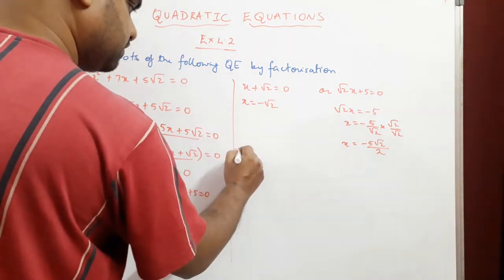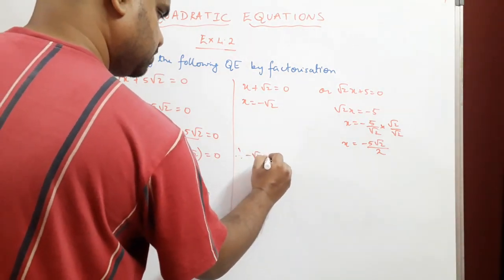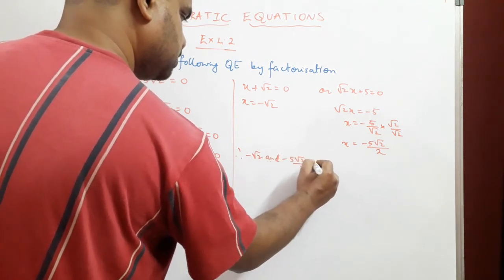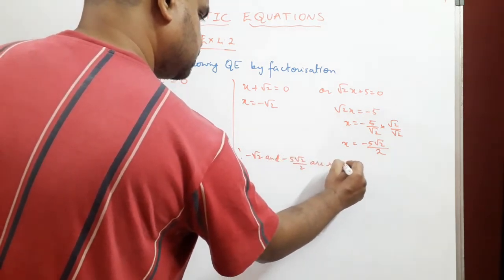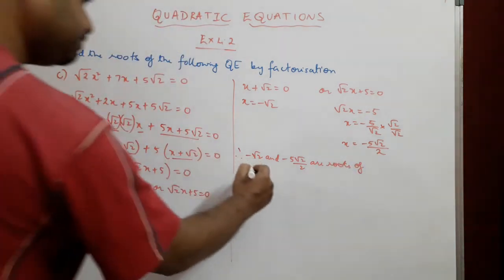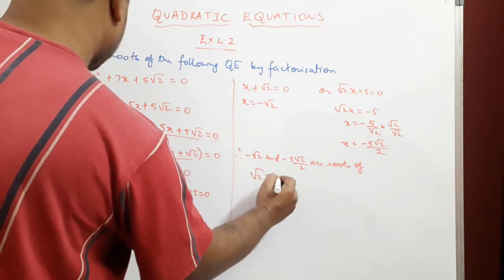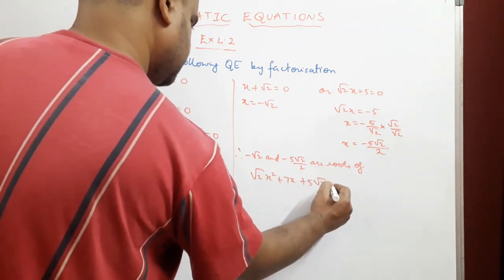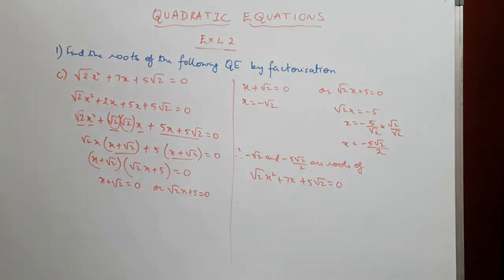So you can say therefore minus root 2 and minus 5 root 2 upon 2 are roots of our equation, root 2 x square plus 7x plus 5 root 2 equal to 0.